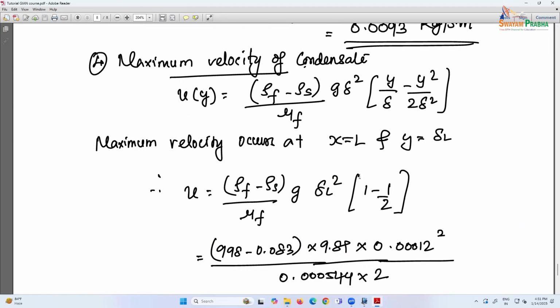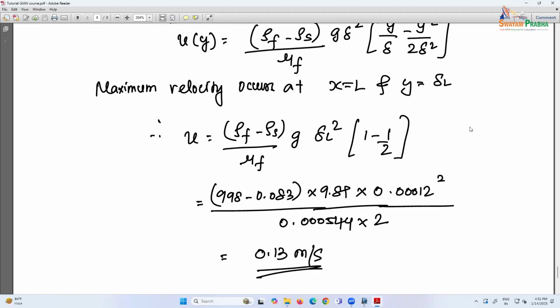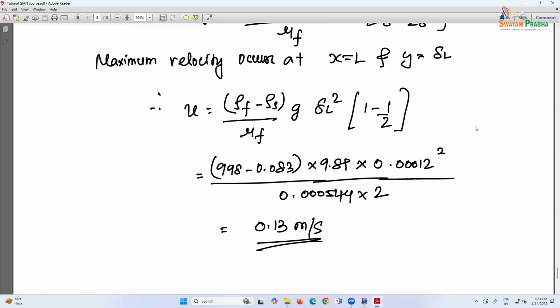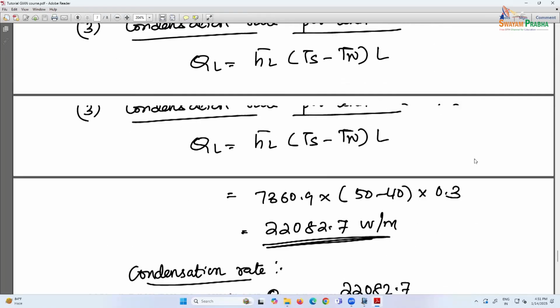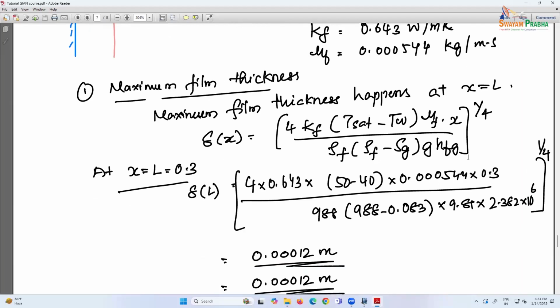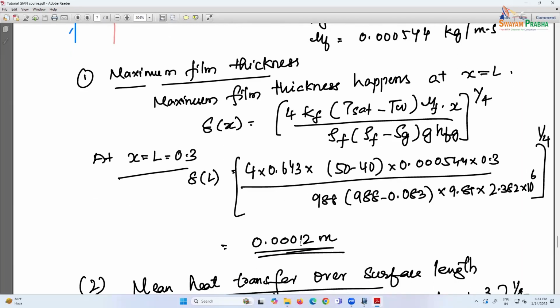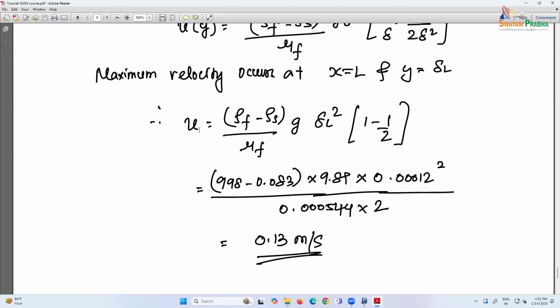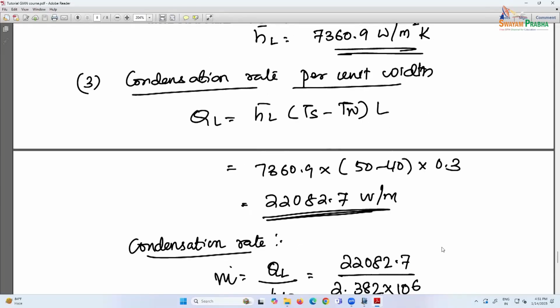And the final part is: what is the maximum velocity of the condensate? You have the velocity profile from the Nusselt condensation theory, so you calculate the location of the maximum velocity. According to this, y equal to delta will be the maximum velocity. So, you know the delta also. Delta is also given by the Nusselt condensation theory. You substitute, get the value of delta, put y equal to delta, and you will get the velocity as 0.13 meters per second.